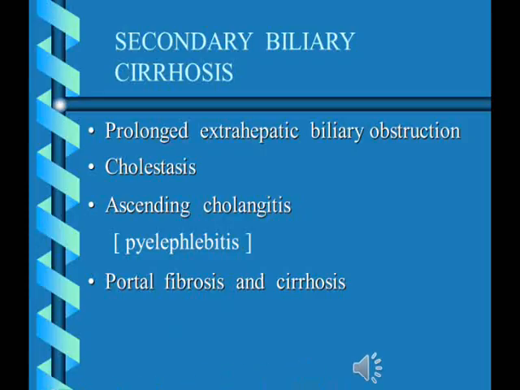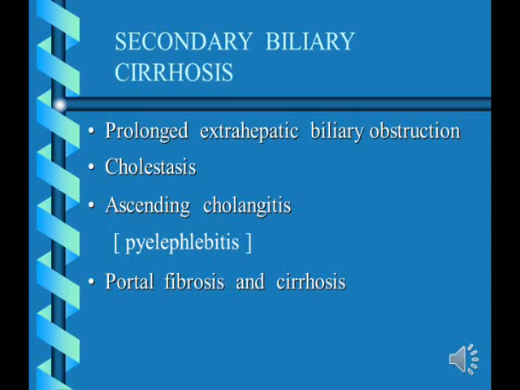So what is secondary biliary cirrhosis? It is cirrhosis which occurs due to prolonged extrahepatic biliary obstruction, which can occur because of gallstones or carcinoma of the head of the pancreas, and ascending cholangitis, which can occur because of any superimposed infection causing inflammation of the biliary tree, and cholestasis, which occurs because of gallstones.